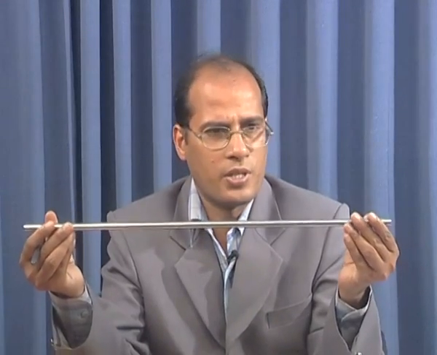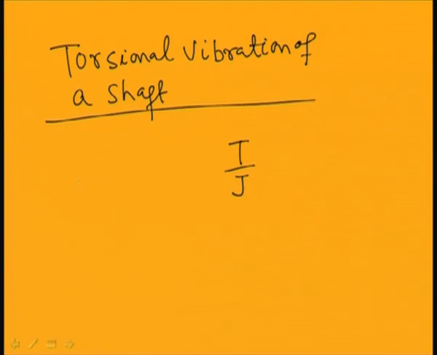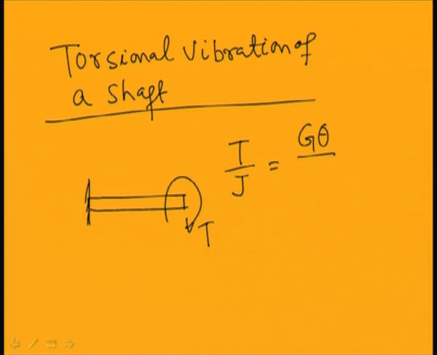In the case of pure torsion, you know the well known formula: T by J equal to G theta by L equal to tau by R. If you have a shaft subjected to a torque, let it be subjected to a torque like this, and let me fix this end. So, it is subjected to a torque T, then you can write T by J equal to G theta by L equal to tau by R.